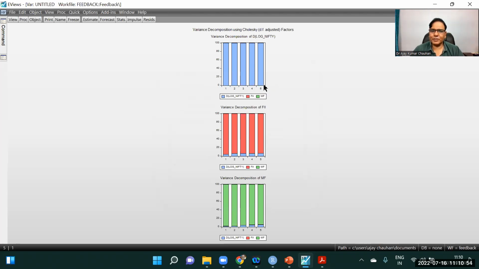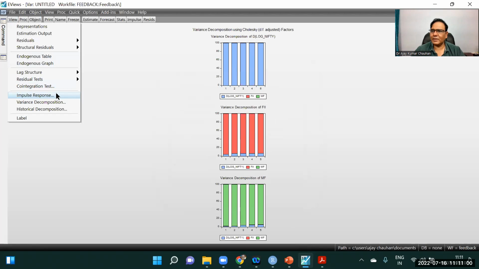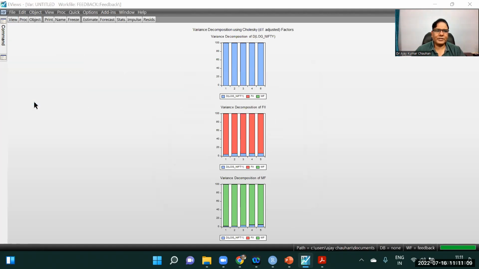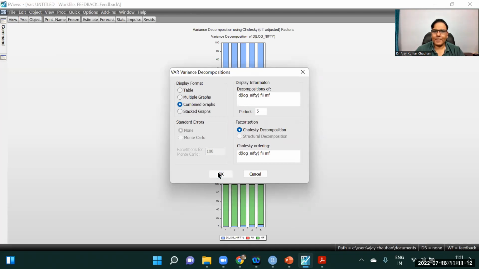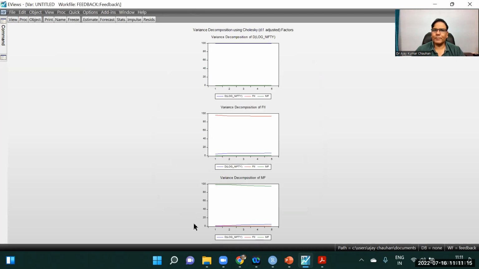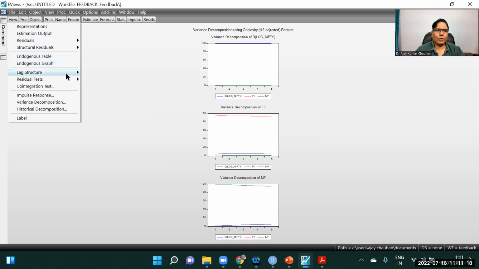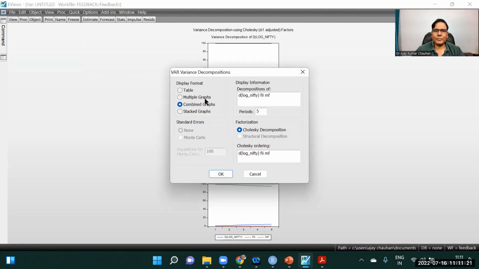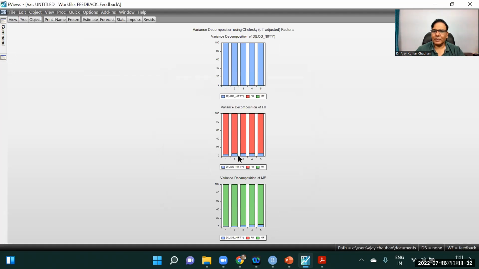But in research papers, I have not seen these graphs. I have seen only the tables. But whenever you are presenting in a conference or a PhD submission, you can include these graphs. So variance decomposition, combined graph, or multiple graphs, where we will have a different graph for each. This stacked graph is more attractive, especially when the variance decomposition is significant.